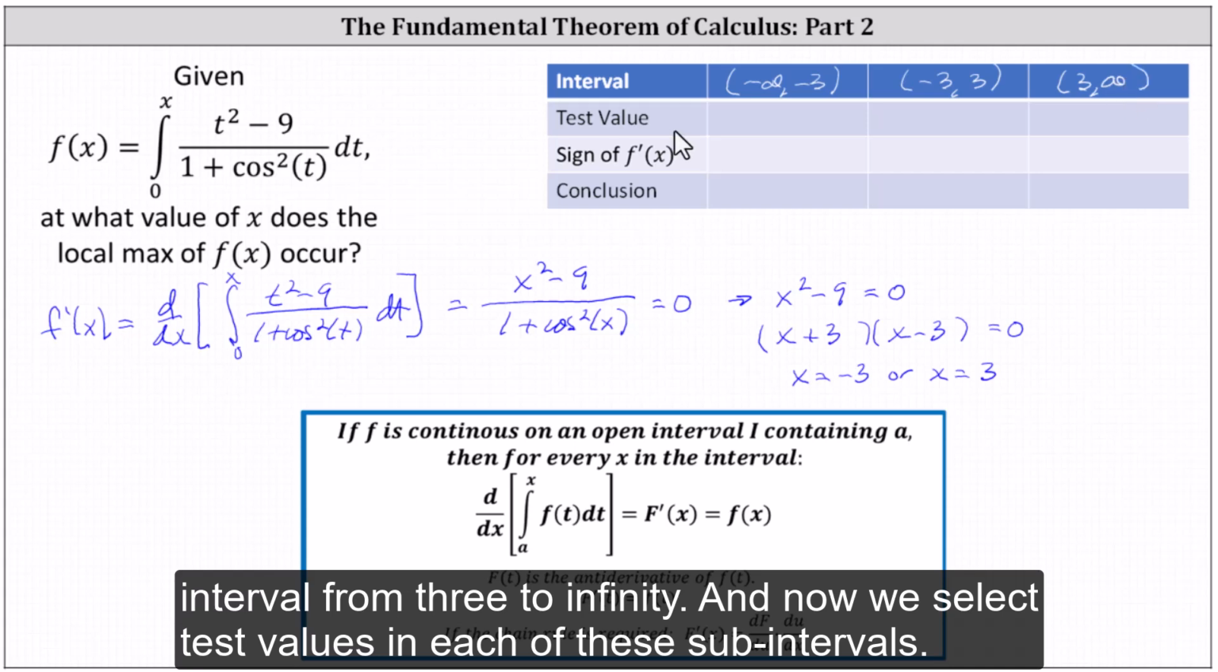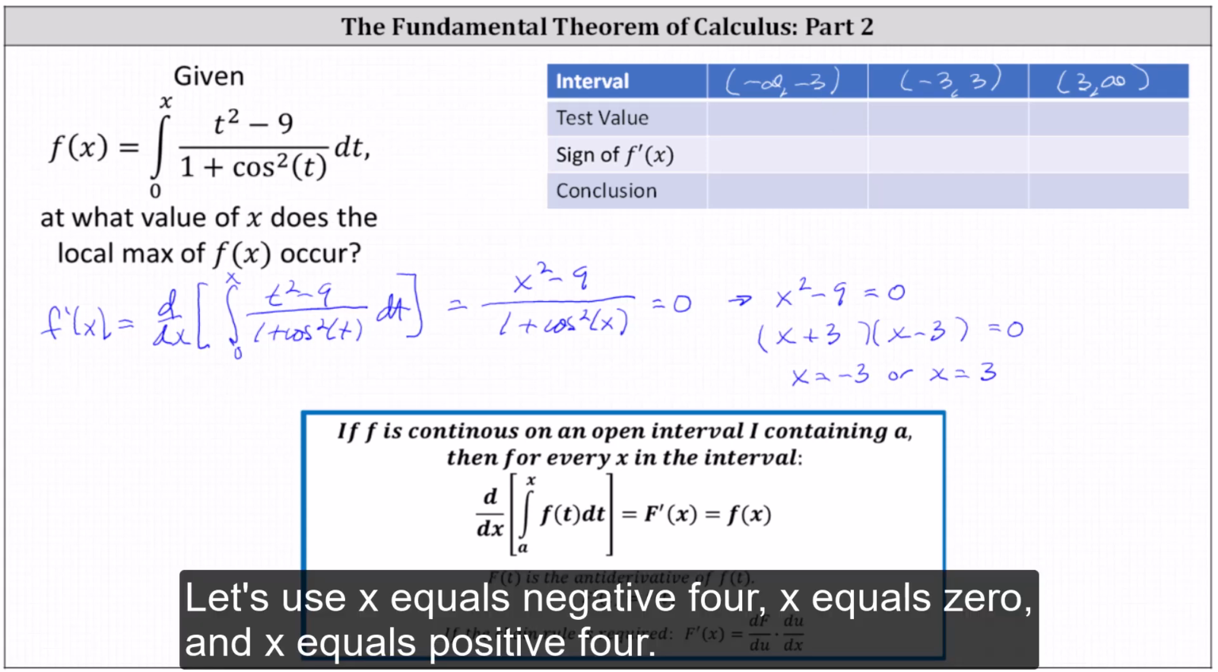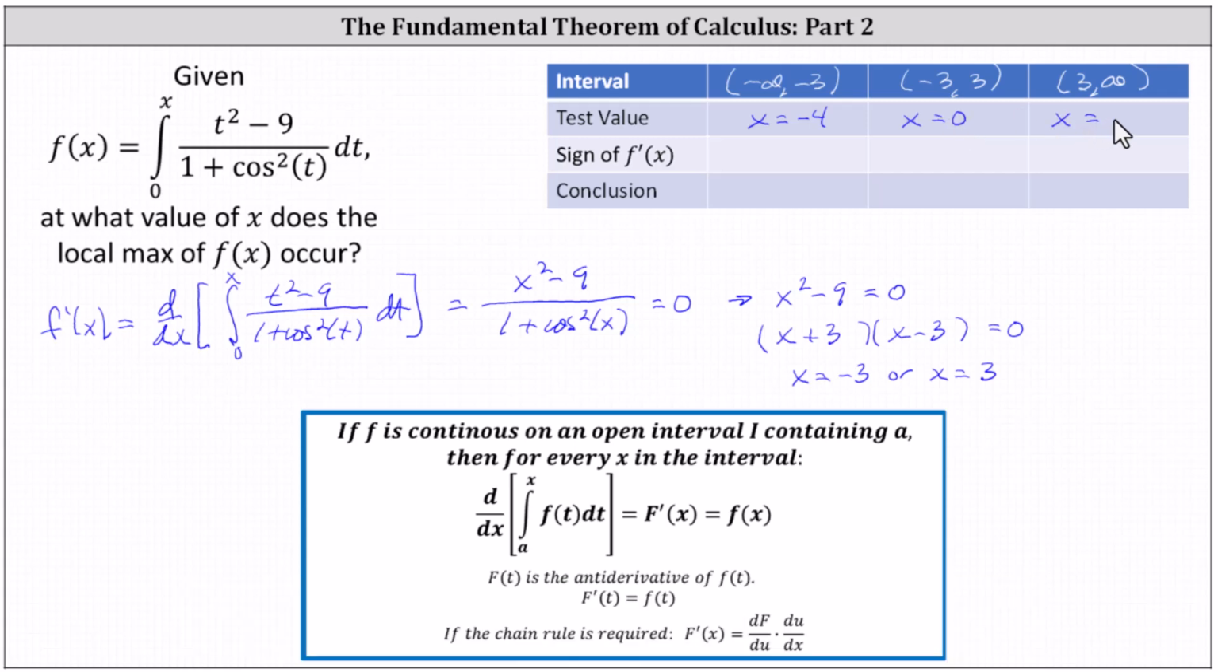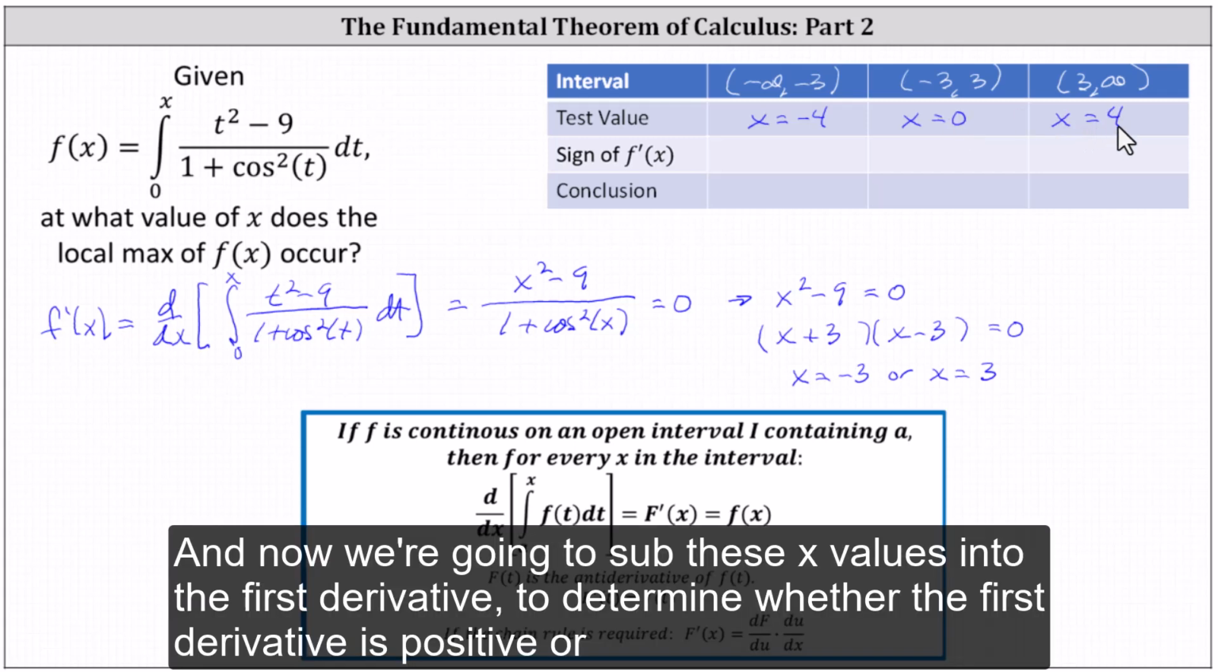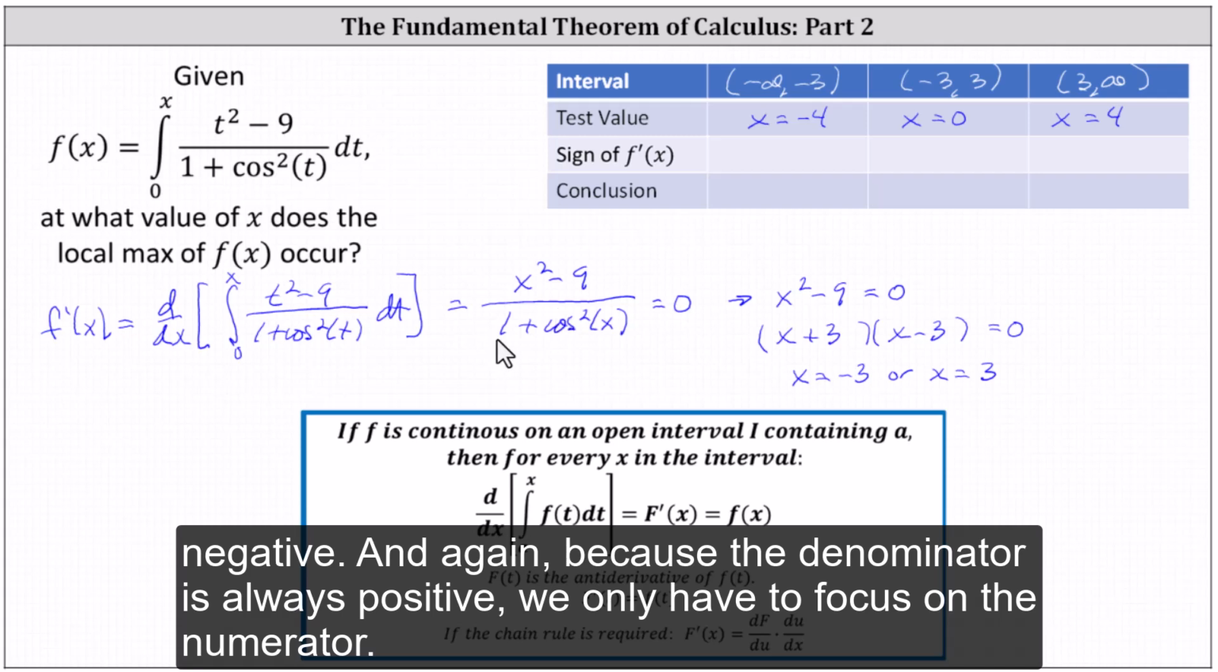And now we select test values in each of these subintervals. Let's use x equals negative 4, x equals 0, and x equals positive 4. And now we're going to sub these x values into the first derivative to determine whether the first derivative is positive or negative. And again, because the denominator is always positive, we only have to focus on the numerator.